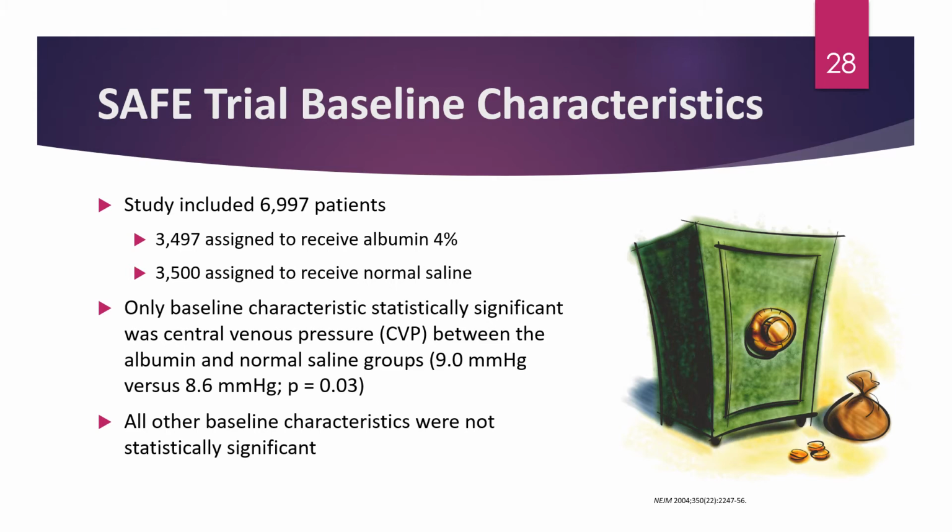The only baseline characteristic statistically significant was the CVP between the albumin and the normal saline groups, which was 9 versus 8.6. Statistically significant, but it doesn't really look too clinically significant. 8.6 versus 9 is not too far off. All the other baseline characteristics were not statistically significant.